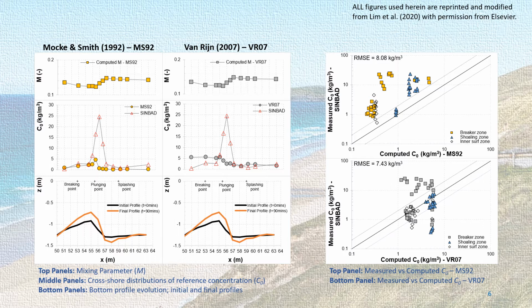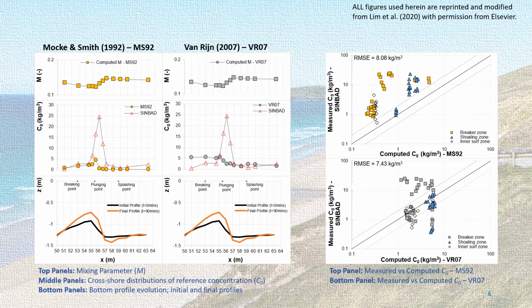The center plots are the main plots of interest, as they show the measured reference concentration, the red triangles, versus the computed reference concentration. Now the plots on the left with the yellow markers indicate that the computed values were computed using the formulae of Mocke and Smith 1992, and the ones on the right with grey markers were computed using the formulae of van Rijn 2007.